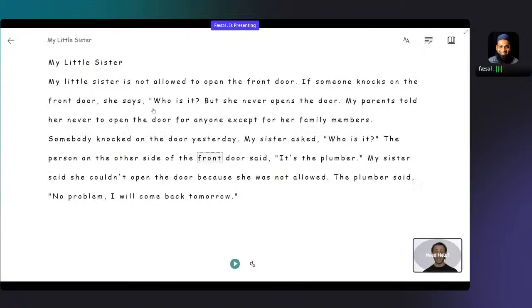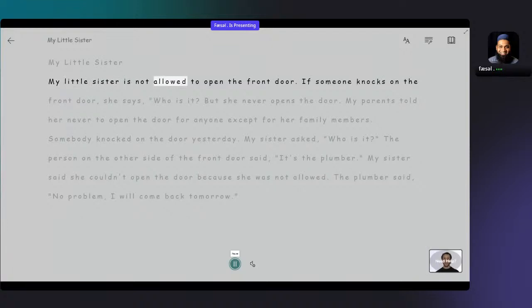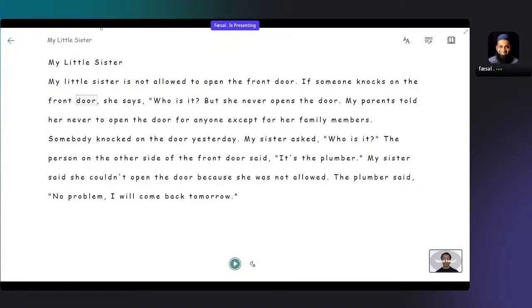Now this is the whole text, right? You can also listen to it. You click on this, and now listen to it. My little sister is not allowed to open the front door. If someone knocks on the front door, You see, this is how you can listen to the whole text. You can listen to an individual word. You can also listen to the whole text like that.